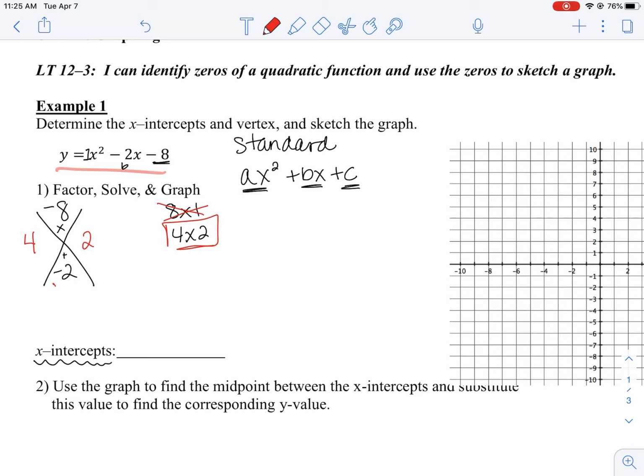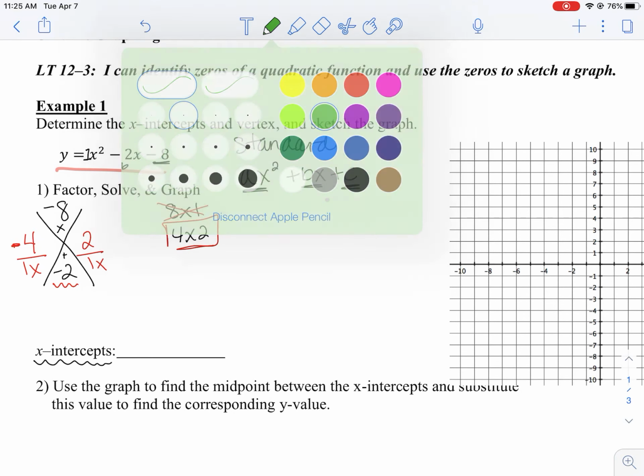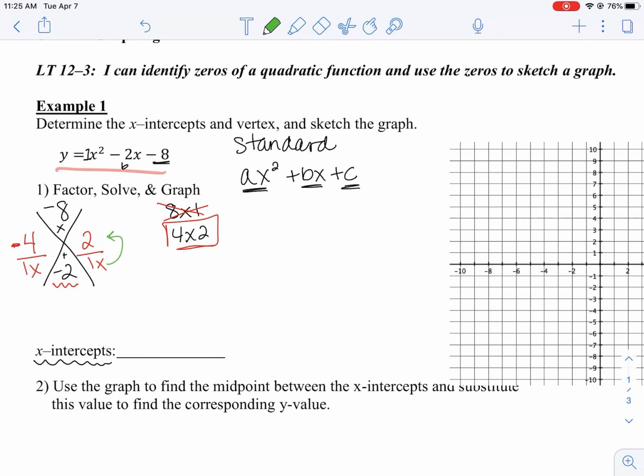If I want it to add to be negative 2, that means my bigger number must be negative. So the negative 4 is the negative factor. We always divide by 1x, divide by 1x. And now we work bottom to the top to write our factors. One factor is x plus 2, because it was a positive 2. The other factor, if I work bottom up, is x minus 4.